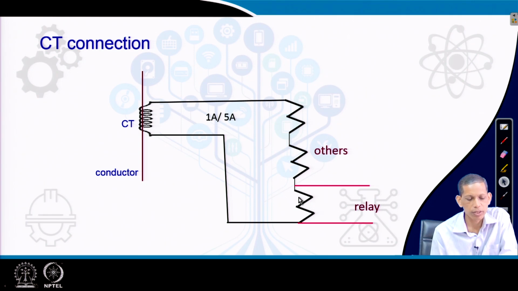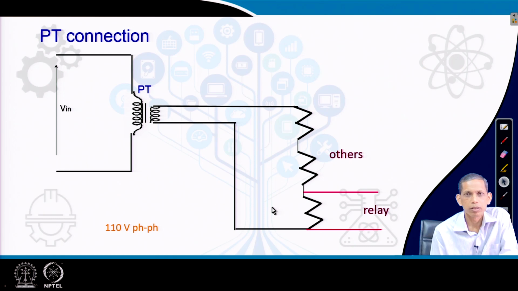To note, the CT secondary terminal should be connected suitably to give the corresponding proportional voltage to the relay. In the PT, or capacitor voltage transformer, in a high voltage system, the PT signal is also much higher, typically 110 volt or 120 volt phase to phase.